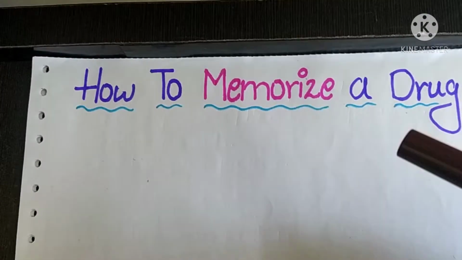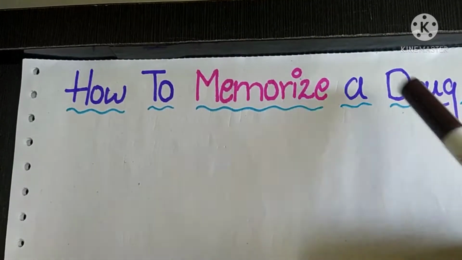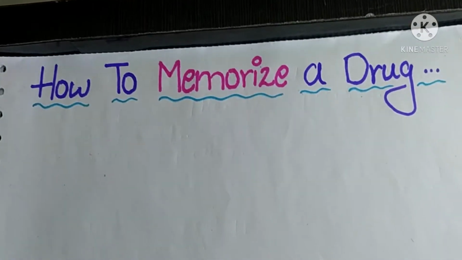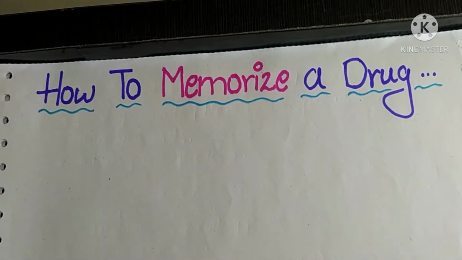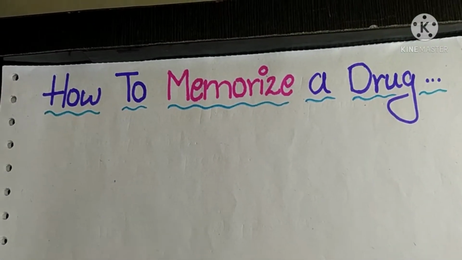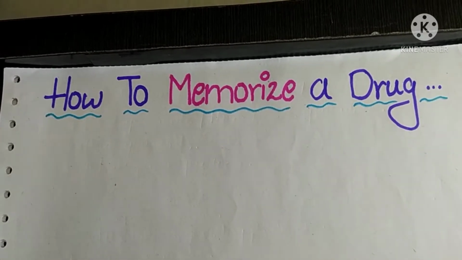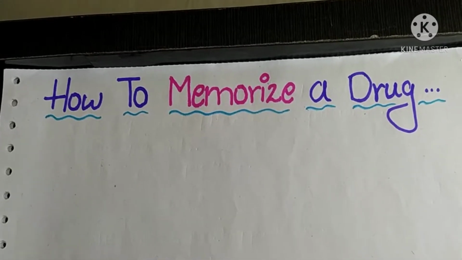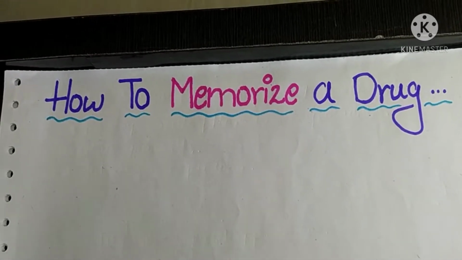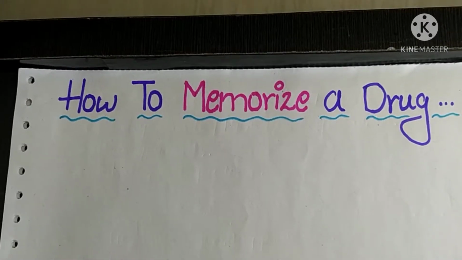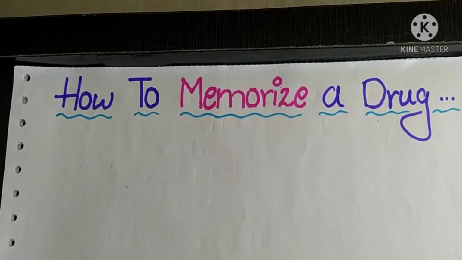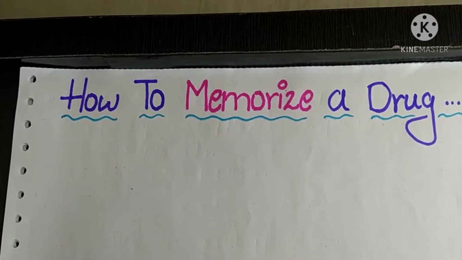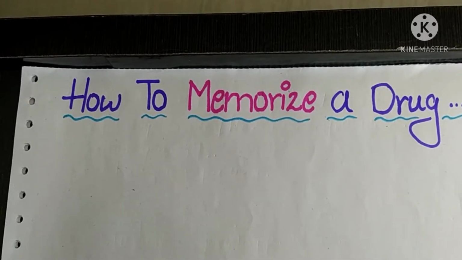So in today's video lecture, we'll learn about how to memorize a drug. What do you mean by memorize a drug? In this, we learn every drug, we read every drug from different books. We try to memorize those key points, but then again after some period of time, we just forget everything about that particular drug. We don't remember anything about it. So why is this happening? This happens due to lack of revision.